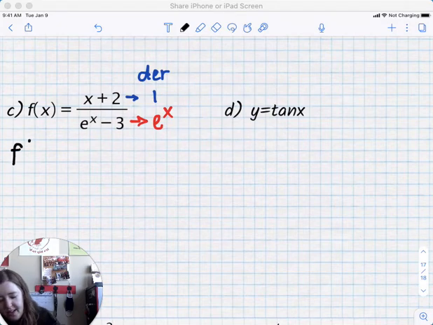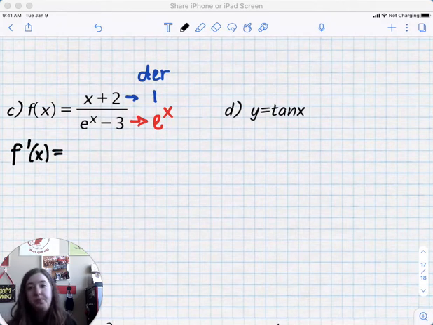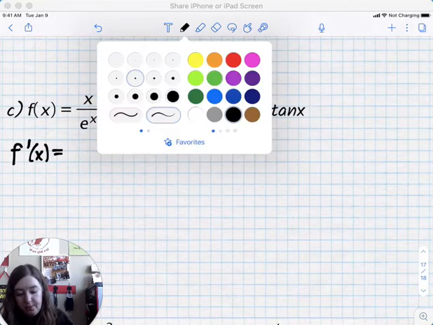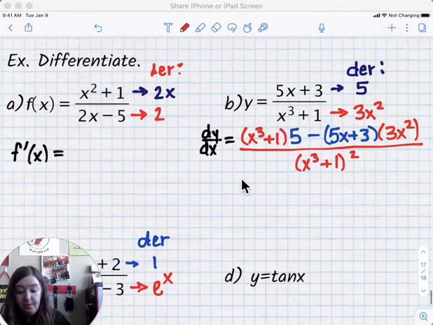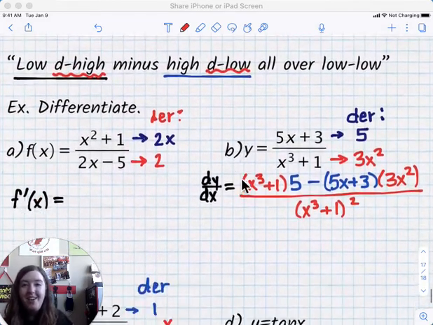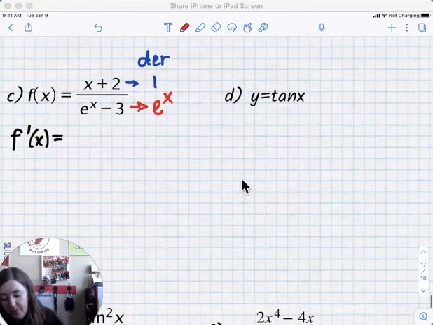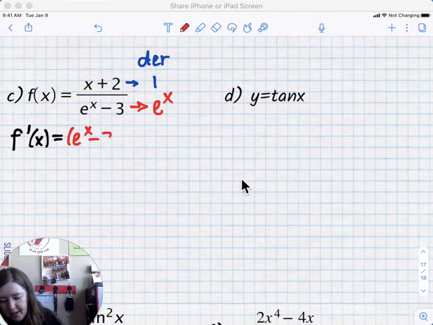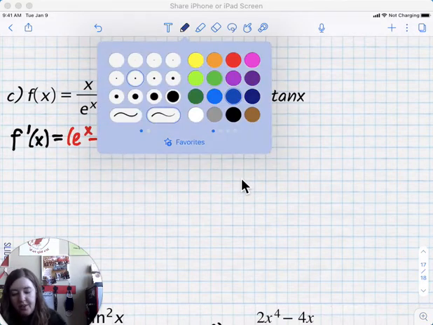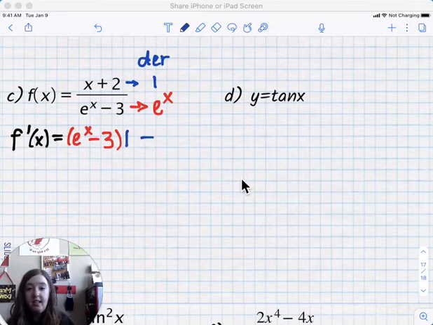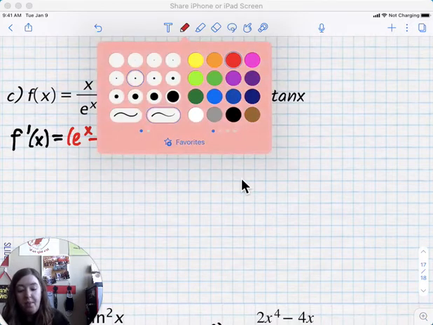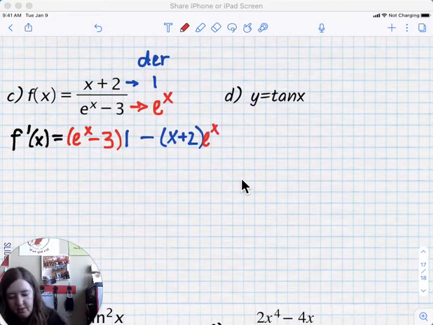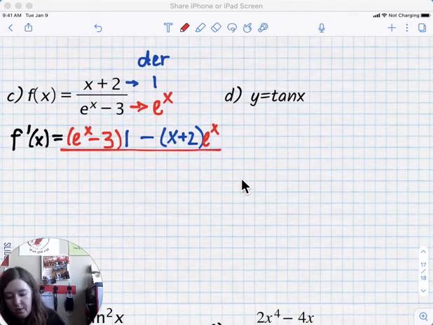So we'll find the derivative f prime of x equals low d high minus high d low all over low low. So low, e to the x minus 3, d high, the derivative of the top was 1, minus high, which was x plus 2, d low, so the derivative of the bottom was e to the x, all over low low, or e to the x squared.